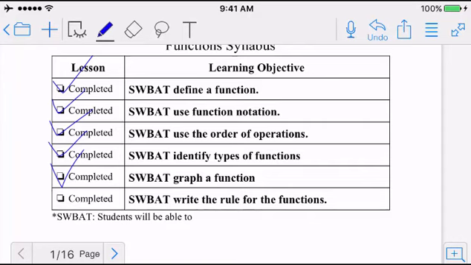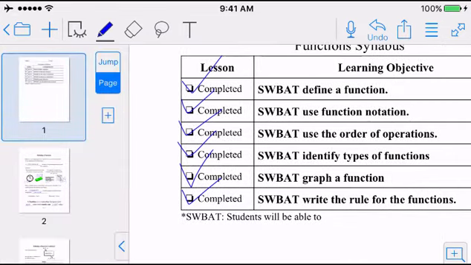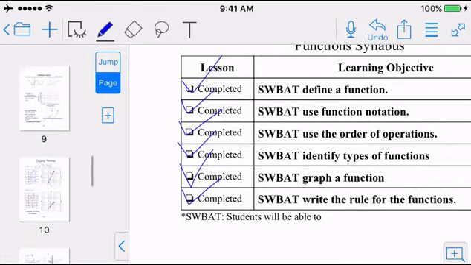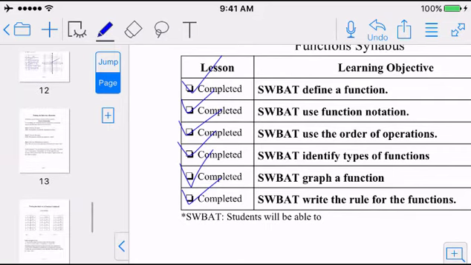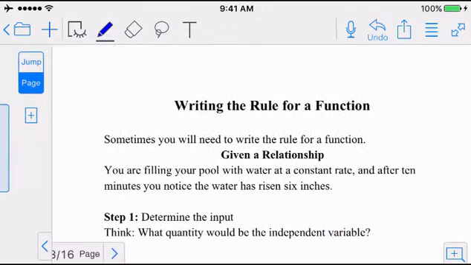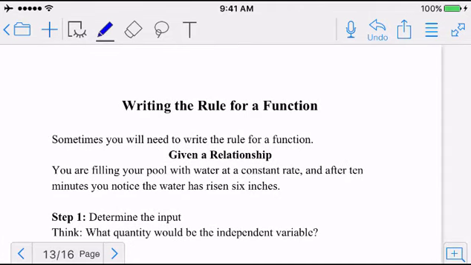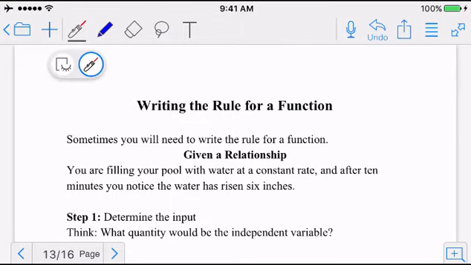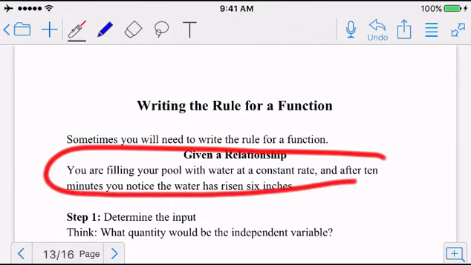All right, we're just about done with our functions unit. So this last one is going to be writing the rule for the functions. This first part of this section is going to be writing the rule based off a relationship that we're given. So you have a story, and you have to figure out the equation based off of that story. So this first one here we've got is right here.